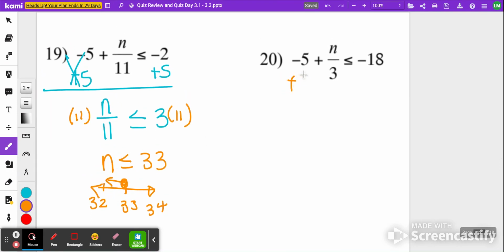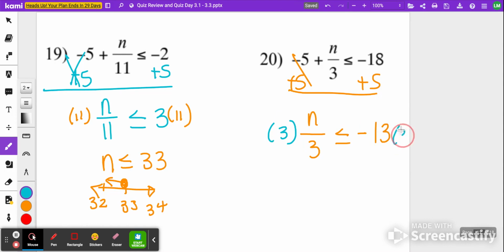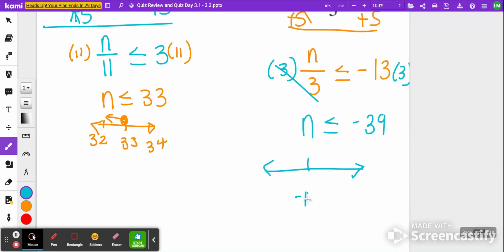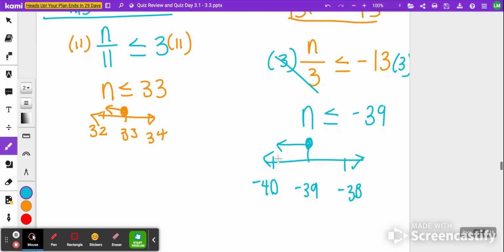For number 20, you're adding 5 to both sides. So I get n divided by 3 is less than or equal to negative 13. To solve it, I need to multiply by 3 on both sides. My 3's on the left cancel out, so all that's left is n is less than or equal to negative 39. So as I graph that one, I've got negative 39 here in the middle, maybe a negative 38 on the right, negative 40 on the left. This is going to be a closed circle pointing left.